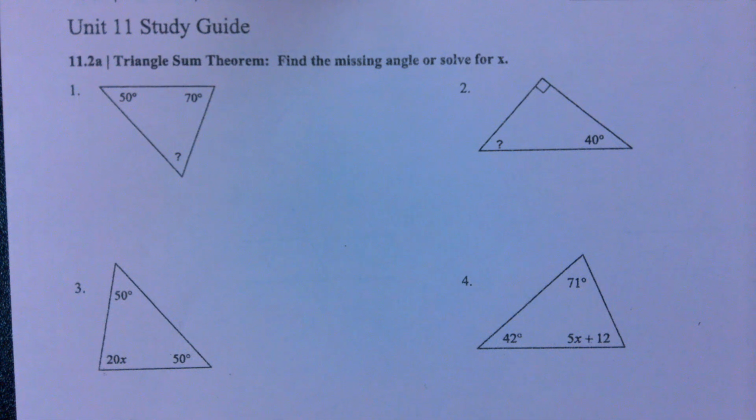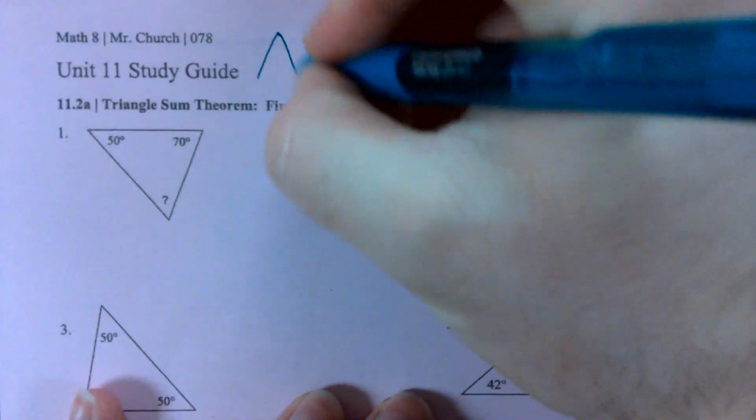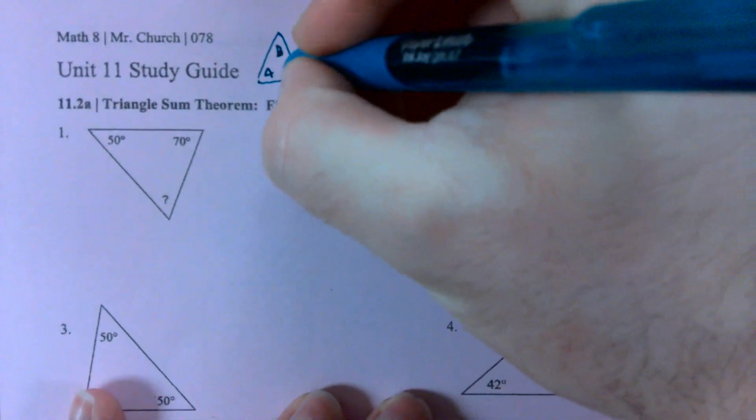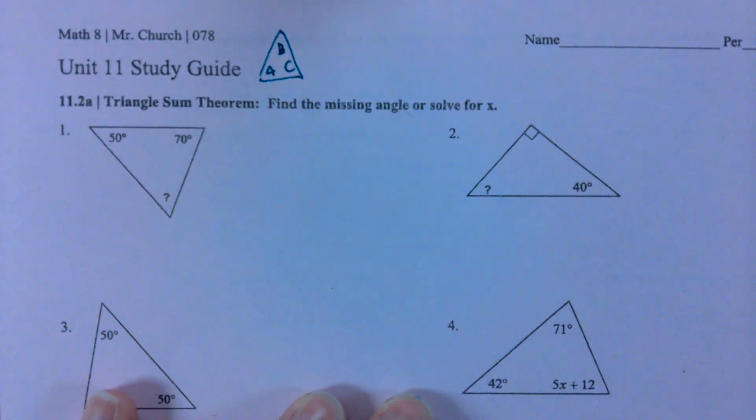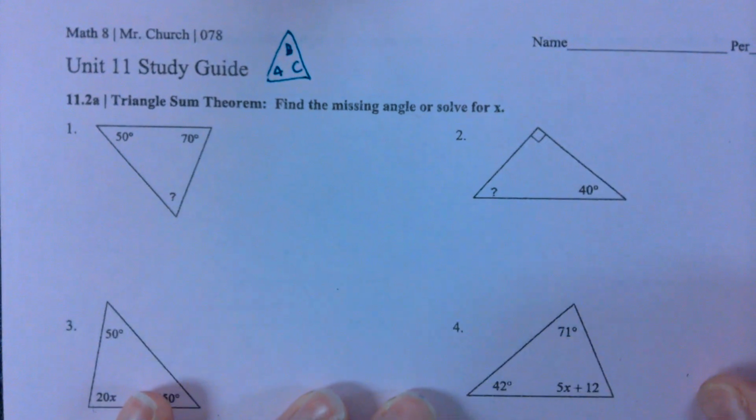So we're going to start off with 11.2a, Triangle Sum Theorem. And remember, this theorem just states that if we have three angles of a triangle, A, B, and C.